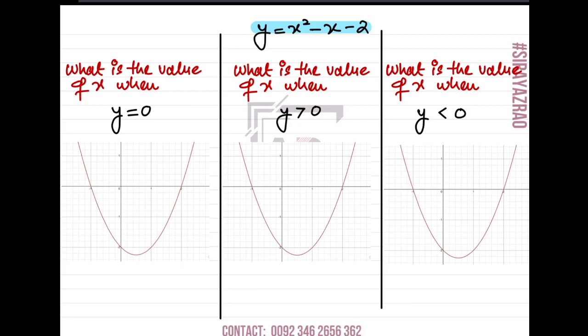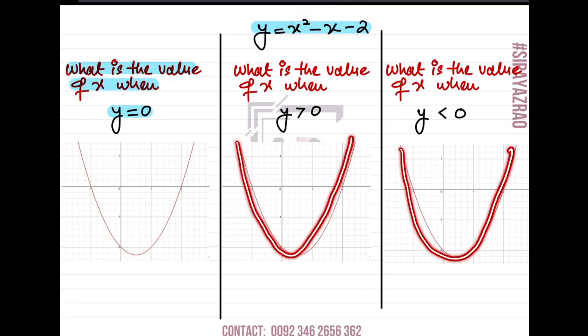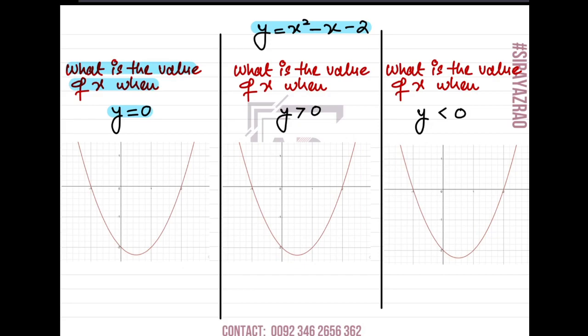First thing first, they have said, okay, what is the value of x when y is equal to 0? Now this over here is a graph of x square minus x minus 2. So they're asking you what is the value of x when y is equal to 0.